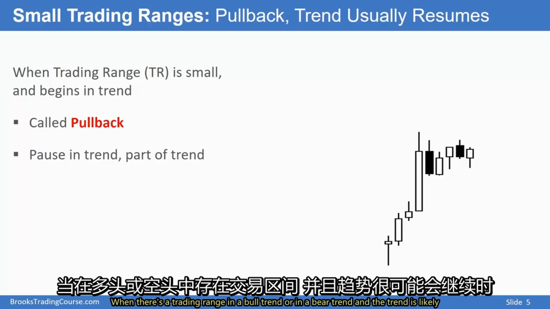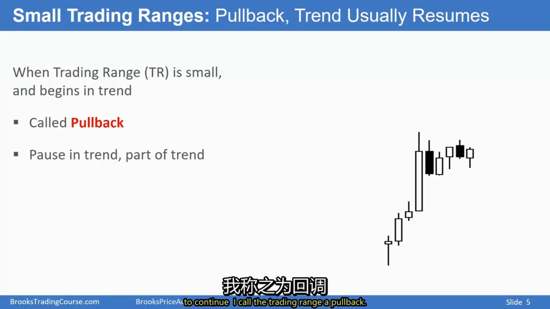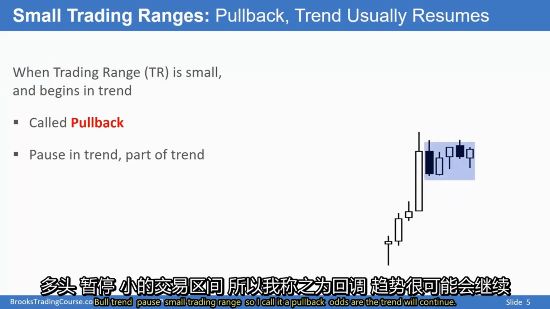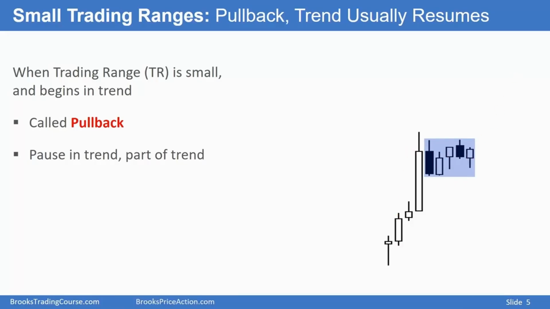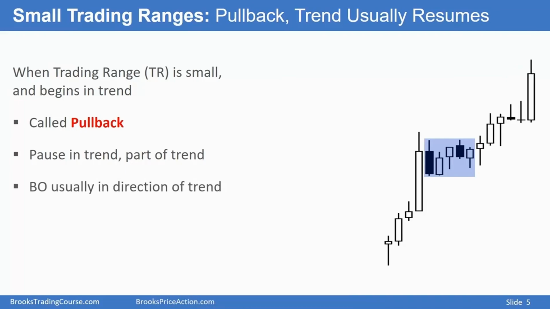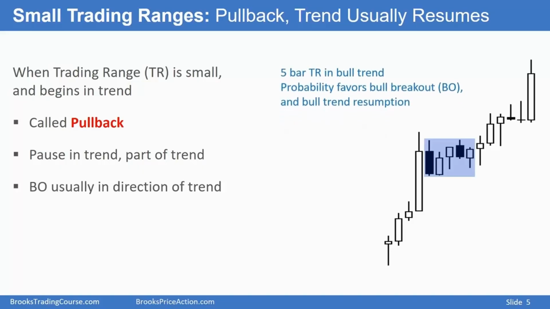When there's a trading range in a bull trend or in a bear trend, and the trend is likely to continue, I call the trading range a pullback. It's a pause in the trend, and you expect the trend to continue. Bull trend, pause, small trading range, so I call it a pullback. Odds are the trend will continue. So the breakout usually is in the direction of the trend.